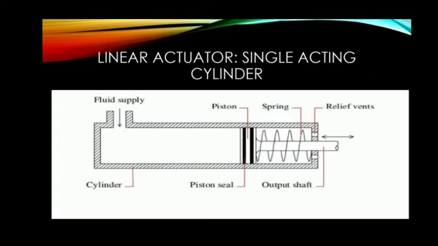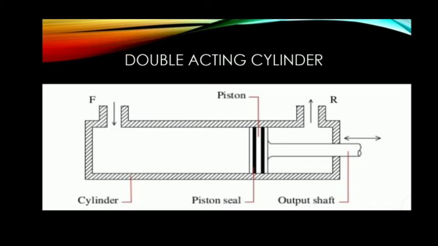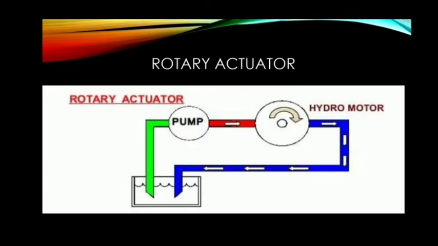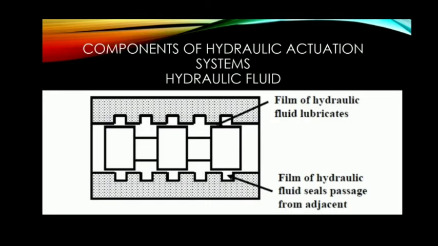Double acting cylinder. In a double acting cylinder actuator, there are two openings for the fluid to enter and leave. The forward motion is due to the hydraulic pressure of the fluid entering through one opening, while the reverse motion is due to the hydraulic pressure of the fluid entering through the other opening. Rotary actuator. In a rotary actuator, the linear motion of fluid inside the pipe is converted into rotary motion by a hydromotor.